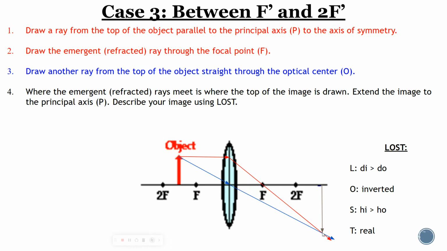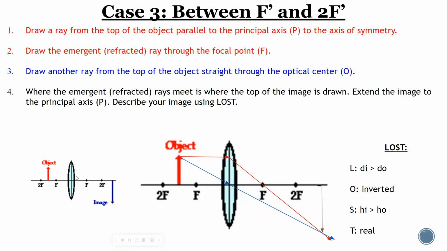But the point is they met over here, and that's where your image forms. So your di this time is greater than your do, so you're actually farther away from the lens. Your image is inverted. Your image is larger than your object, so hi is greater than ho, and it's still made by real rays. So that means that it is a real image.